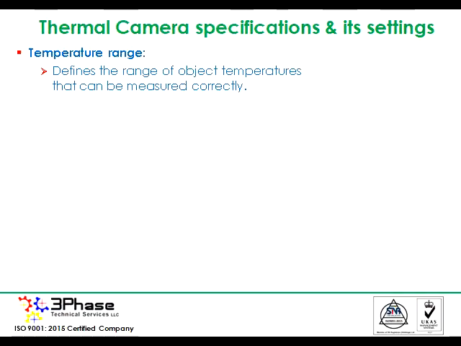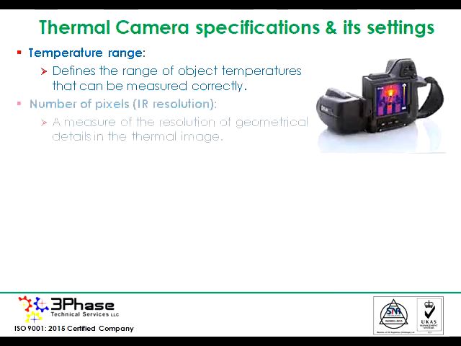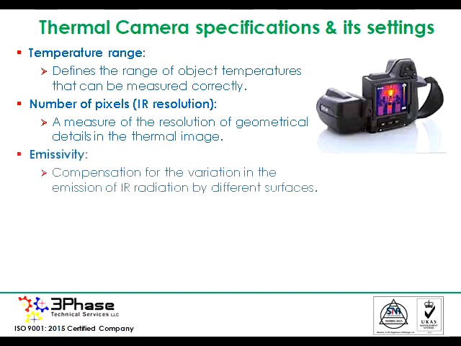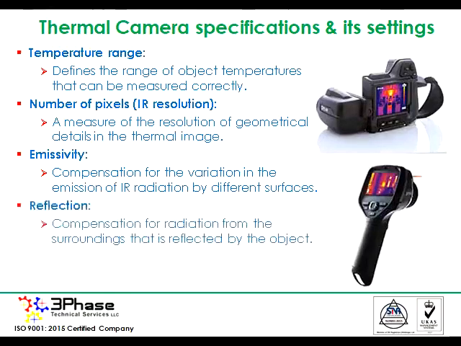Temperature range defines the range of object temperatures that can be measured correctly. Number of pixels, infrared resolution, is a measure of the resolution of geometrical details in a thermal image. Emissivity, compensation for the variation in the emission of infrared radiation by different surfaces. Reflection, compensation of radiation from the surroundings that is reflected by the object.